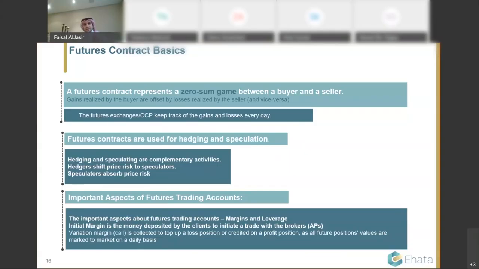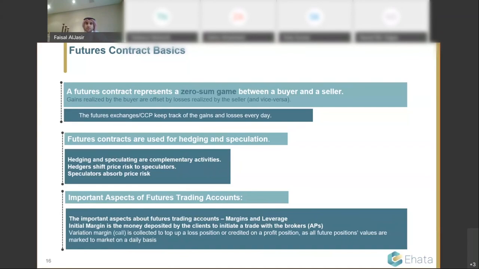As said previously, contracts are used for hedging, speculation, and arbitrage. Hedging and speculating are complementary activities. As we said, hedgers shift the price risk to speculators, and speculators are very happy to take on that price risk.